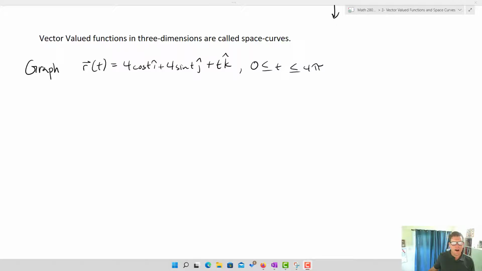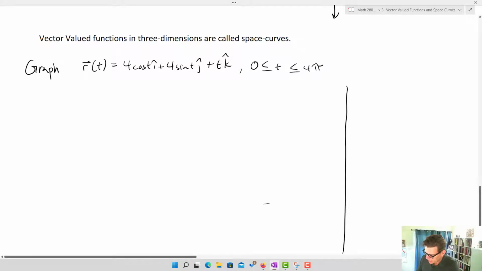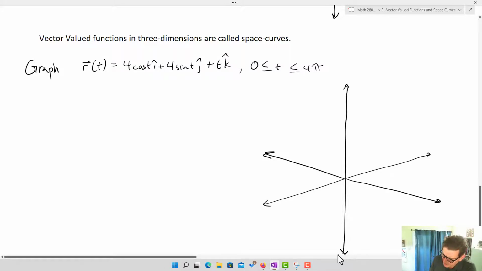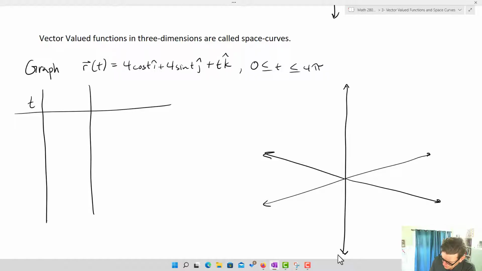A vector valued function in 3 dimensions is called a space curve. We're going to graph space curves in a very similar way to the way that we graphed our plane curves. Plane curves are 2-dimensional, space curves are 3-dimensional. So what we're going to do is construct a picture here. I've got x, y, and z. Or we can call it i, j, and k. Actually, why don't we do that this time? We'll call it i, j, and k, just to represent each component.